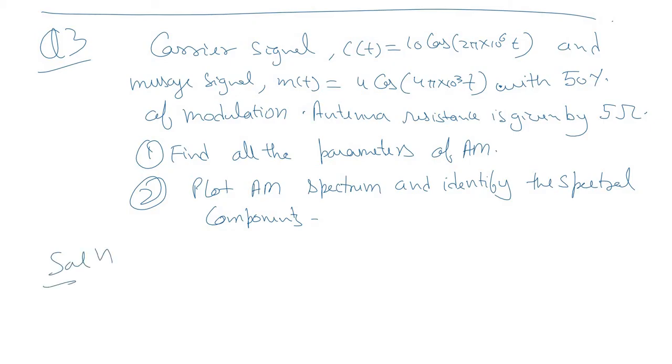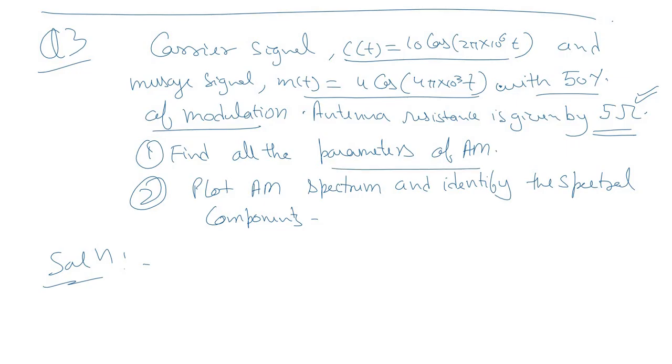Alright, so in the next question we are given the carrier signal, that is 10 cos 2 pi into 10 to the power 6 into t, and the message signal is again a sinusoidal signal, and we are given a 50% modulation scheme, and we are also given the antenna resistance, that is 5 ohms. Alright, so that also we need to factor in over here, and we need to find all the parameters of AM, and further plot the AM spectrum and identify the spectral components.